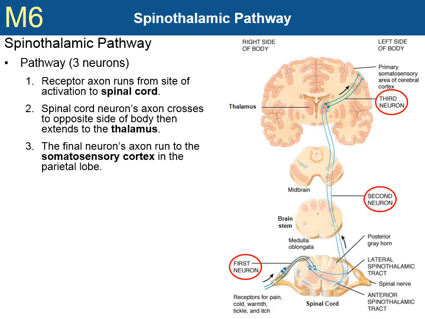So some similarity between these two pathways, both run to the thalamus. The difference is where the crossing over takes place. For the spinothalamic pathway, the crossing over takes place at the spine. For the other, it takes place in the medial lemniscus, or the brainstem.